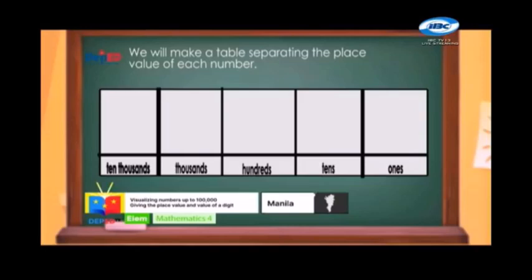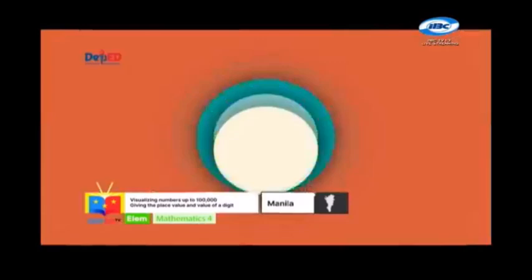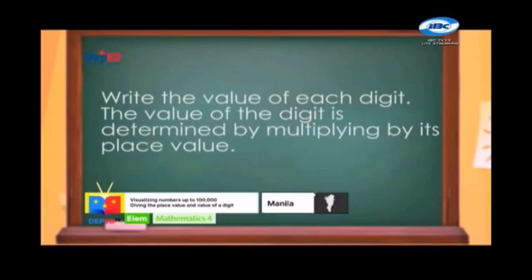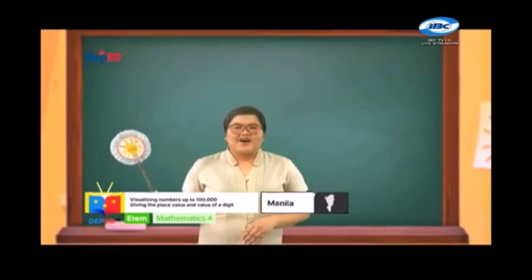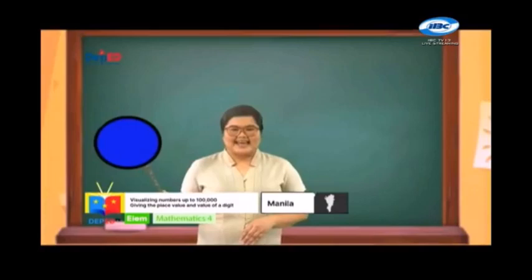Magic step number 2. We will make a table separating the place value of each number. And magic step number 3. Draw a number disc on each column and write the value of each digit. The value of a digit is determined by multiplying that digit by its place value. To draw a number disc, all you need to do is to make a circle, then write the value inside.